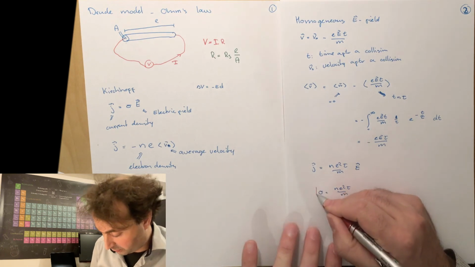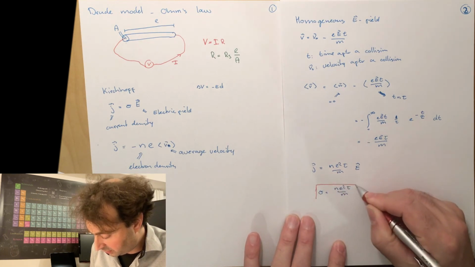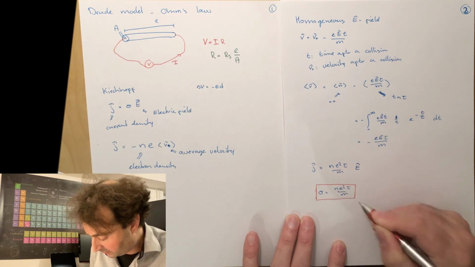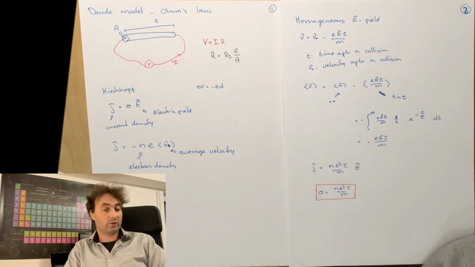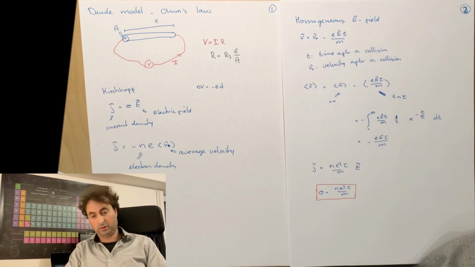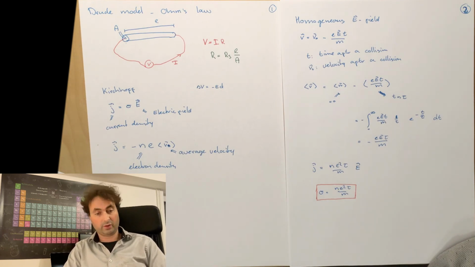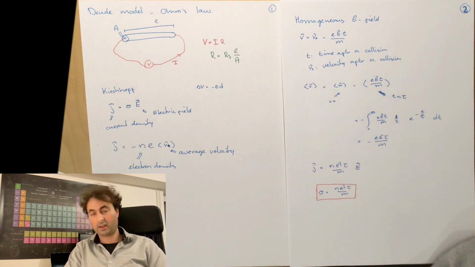This is of course one of the first successes of Drude's model, that it can explain why Ohm's law holds and shows you that conductance is linear, or resistance is linear, coupling volt and current, or current density and electrical fields.